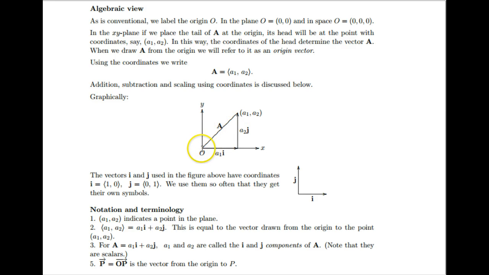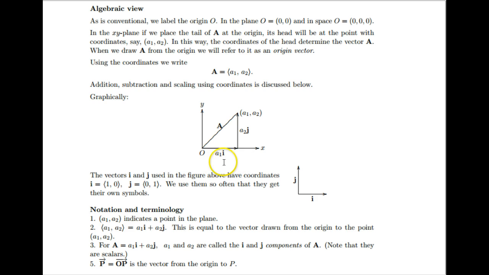So what we do is we say, okay, any vector that has its tail at the origin, we call that an origin vector. So we write the origin vector A using coordinates. We can say A1 comma A2. Or actually, the vector A in general is going to be defined as A1 comma A2. So the way to think about that is that we can think of it as a sum of two vectors, one going in the x direction, one going in the y direction.